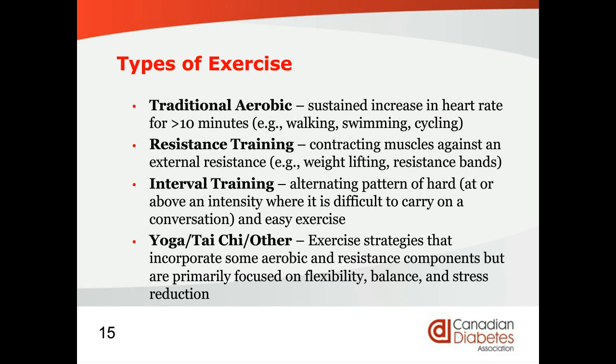So what are the different types of exercise that we can do? Most people are familiar with the first one here, and that's traditional aerobic exercise. And we could define that as any activity that leads to a sustained increase in your heart rate for more than 10 minutes. So this is walking, swimming, cycling, jogging, any exercise that you're going to do continuously for 10 or more minutes.